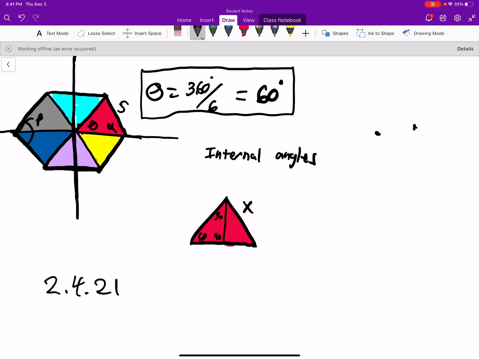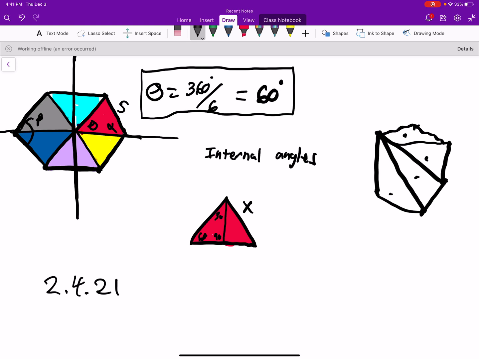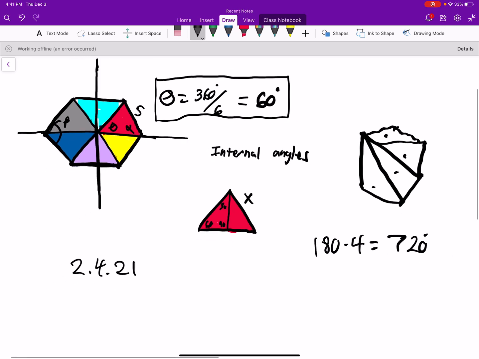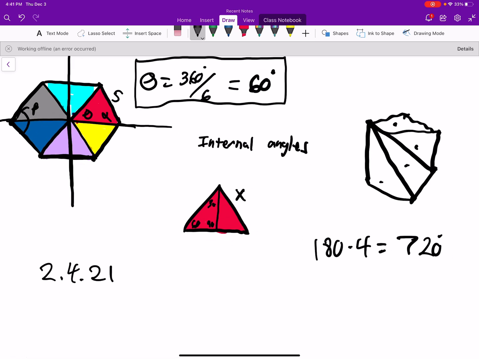So if we want the internal angles of any hexagon, we can just go ahead and do something like this, and then we can make a bunch of triangles. Each of these triangles has 180 degrees in it. I'm seeing 4 triangles, so that's going to be 720 degrees. So for any hexagon, we're going to have internal angles of 720 degrees divided by 6, which is 120 degrees. So that beta angle is 120 degrees.